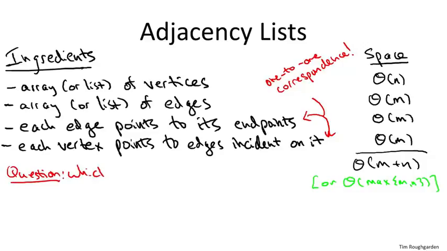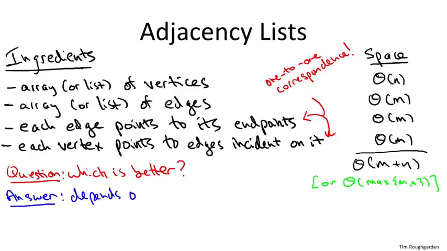Now, being confronted with these 2 graph representations that I've shown you, I'm sure you're asking, well, which one should you remember? Which one should you use? And the answer, as it so often is, is it depends. It depends on 2 things. It depends on the density of your graph, on how m compares to n, and it also depends on what kind of operations you want to support.